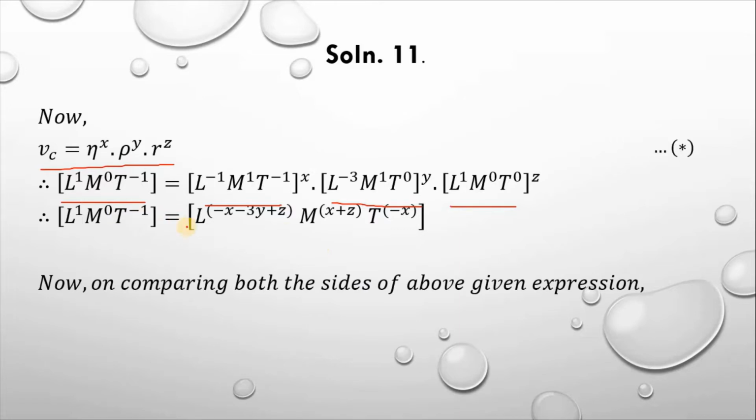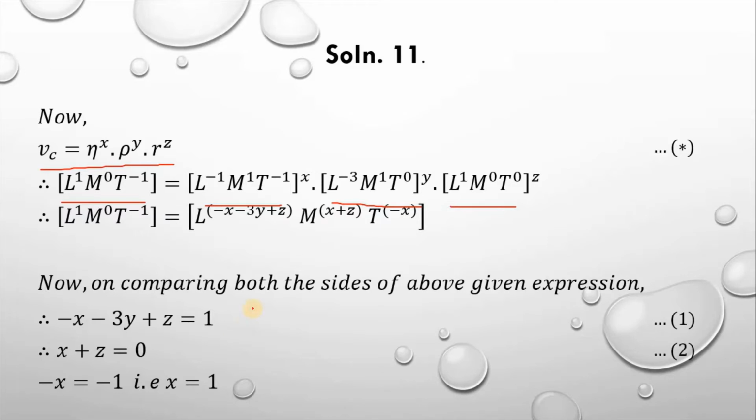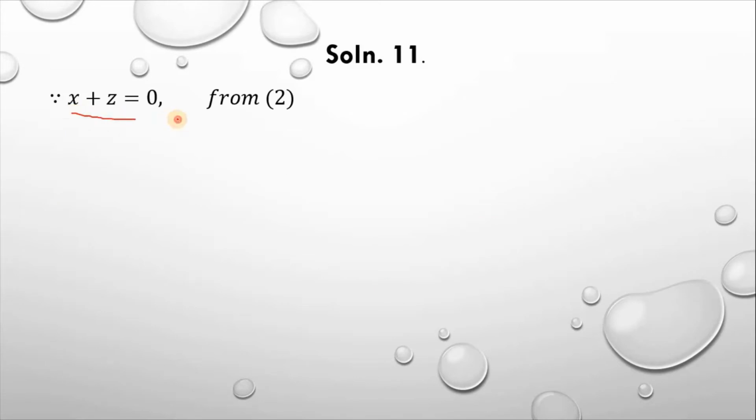And now comparing them, you can write minus x minus 3y plus z equals 1 from comparing L, x plus z equals 0 from comparing M, and minus x equals minus 1, that is x equals 1 from comparing T. So this is our equation number 1, this will be our equation number 2, and this will be our equation number 3. Now we already know that x plus z equals 0, that is from equation number 2. So from there you can write x equals minus z.